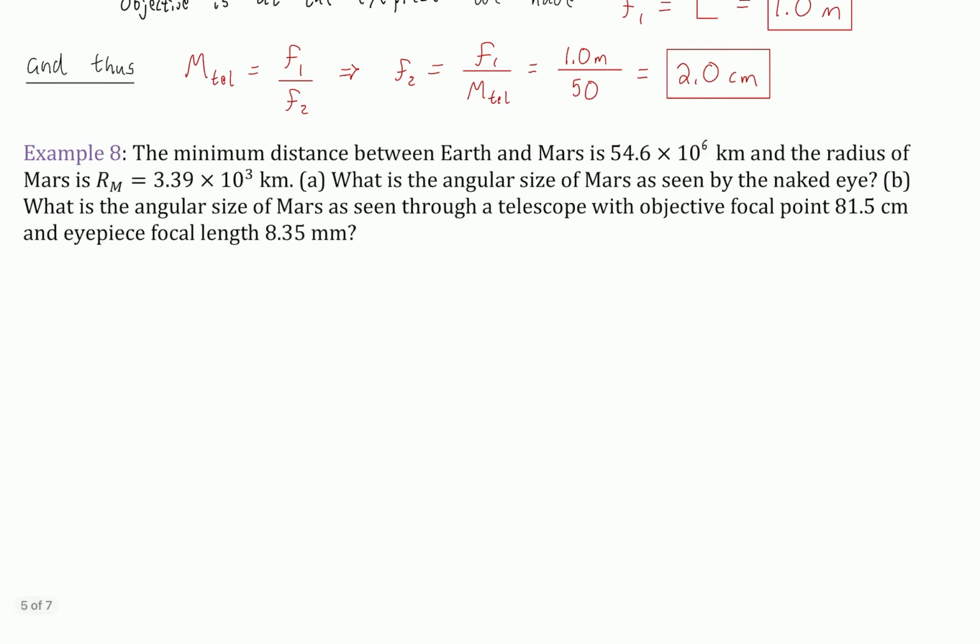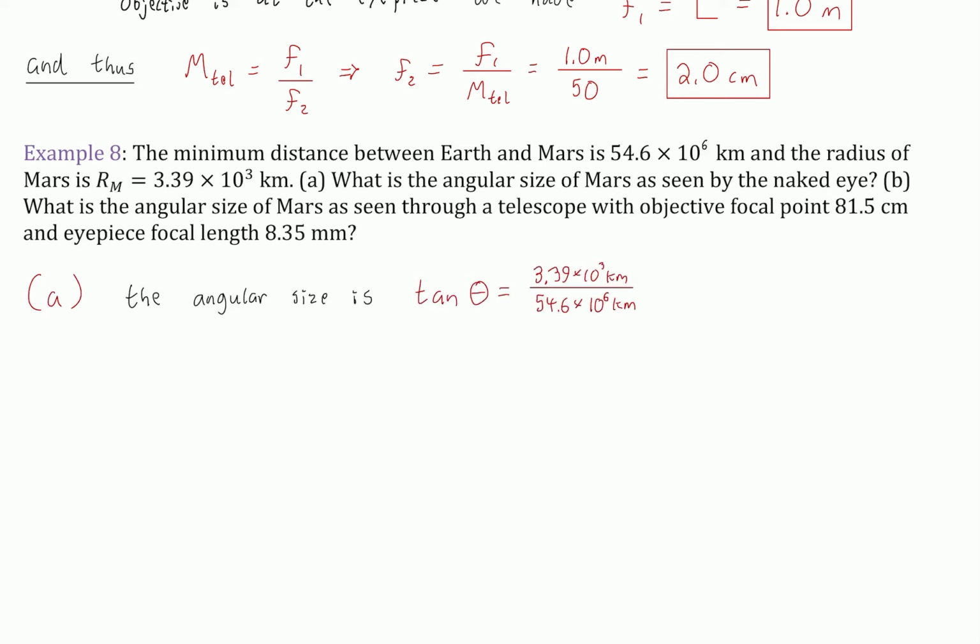Our final example, example 8. The minimum distance between Earth and Mars is 54.6 times 10 to the 6 kilometers, so 54 million kilometers. And the radius of Mars is 3.39 times 10 to the 3 kilometers, so 3,390 kilometers. What is the angular size of Mars as seen by the naked eye?